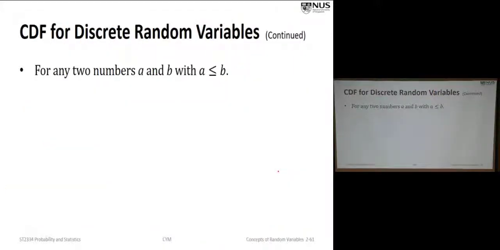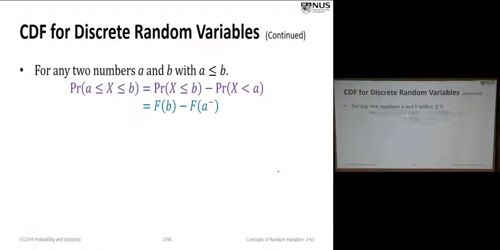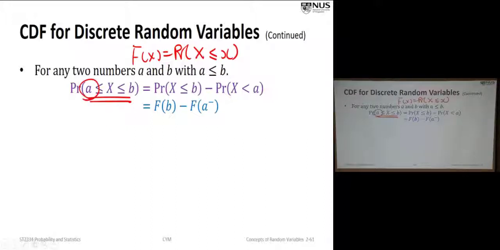For any two numbers a and b, with a less or equal to b, the probability of X between a and b is defined as the probability of X less or equal to b minus the probability of X less than a. It's important you understand this. First of all, from the definition, F of x is defined as the probability of the random variable less or equal to x. Now this part is X between a and b, including a. That's why it's written as the probability of X less or equal to b minus X less than a.